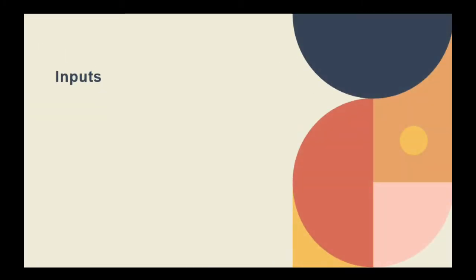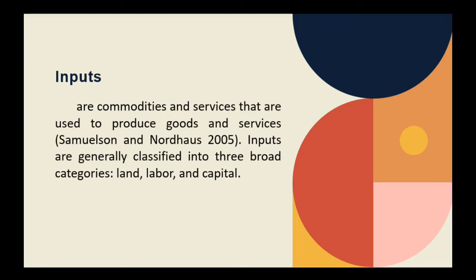Now, second, we have inputs. Inputs are commodities and services that are used to produce goods and services. Inputs are generally classified into three broad categories, including land, labor, and capital. So in economics, factors of production, resources, or inputs are what is used in the production processes to produce output, that is, finished goods and services.